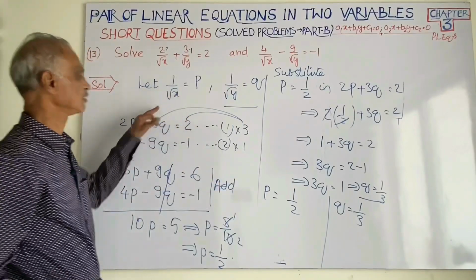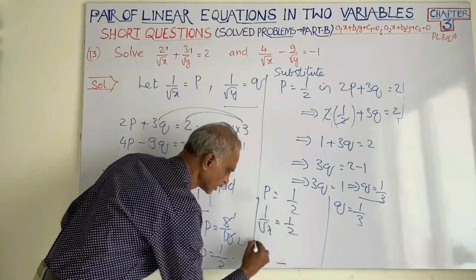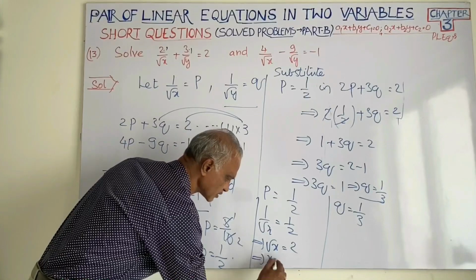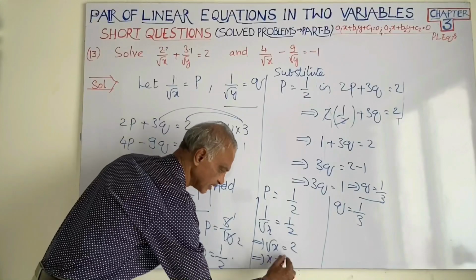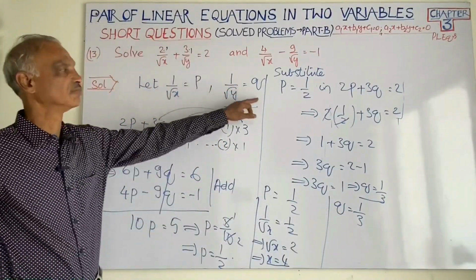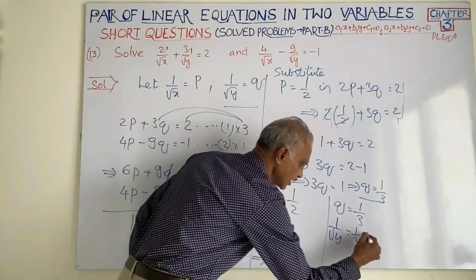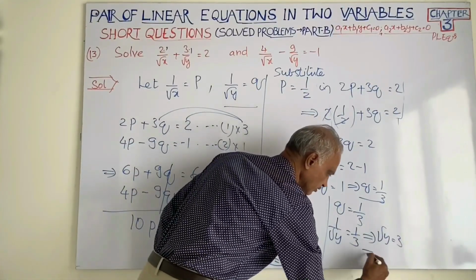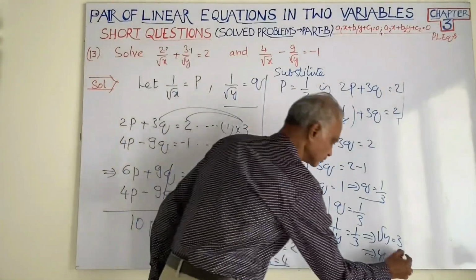What is p here? 1 by root x. 1 by root x is equal to 1 by 2. Cross multiplication, root x is equal to 2, and squaring both sides you will get x is equal to 4. Now what is the value of q you got here? 1 by root y is equal to 1 by 3, so root y is equal to 3. Therefore, squaring both sides, you will get y is equal to 9.